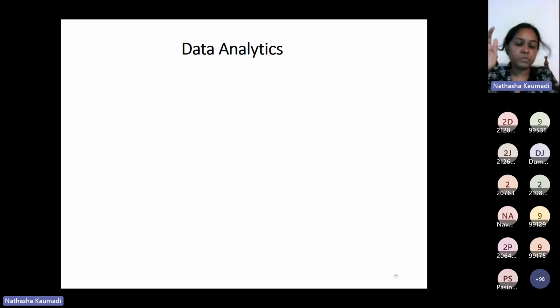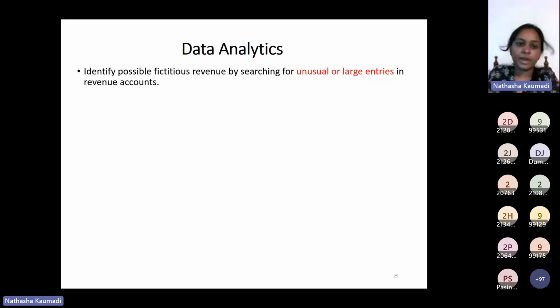When it comes to large organizations, there are so many transactions, right? Now when there are so many transactions, most of the audit firms are using Excel, and using these functions in Excel manually is very difficult. That is where you can use these data analytics techniques for these audit procedures to evaluate all these things. So what are the instances? You can identify possible fictitious revenue by searching for unusual or large entries in revenue accounts.